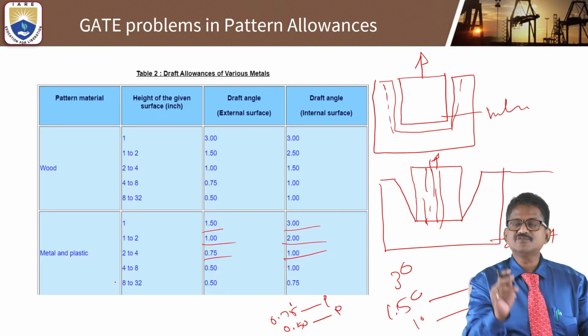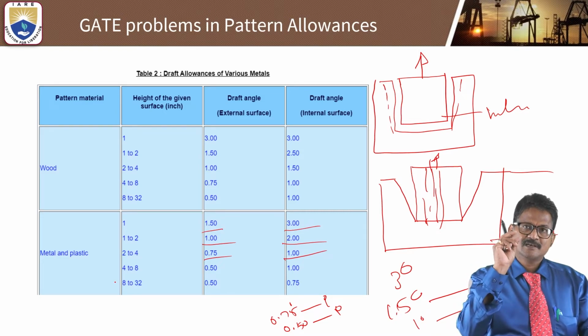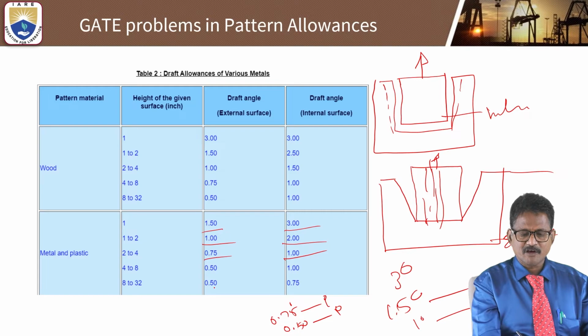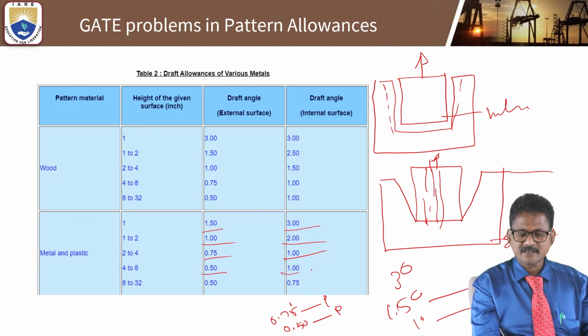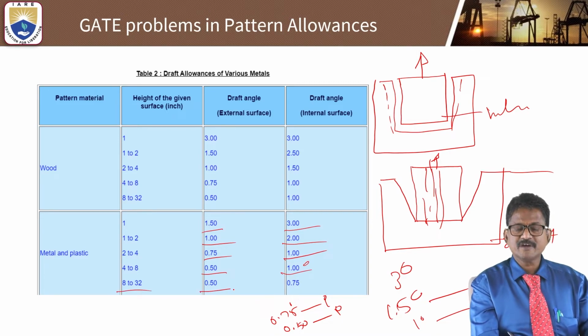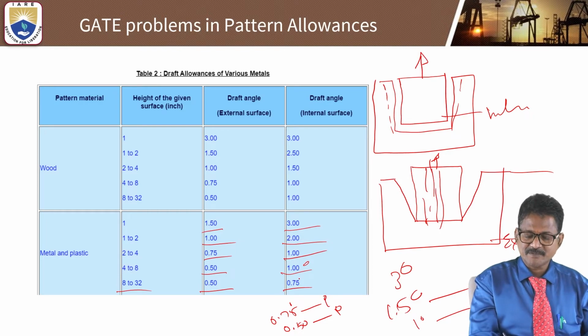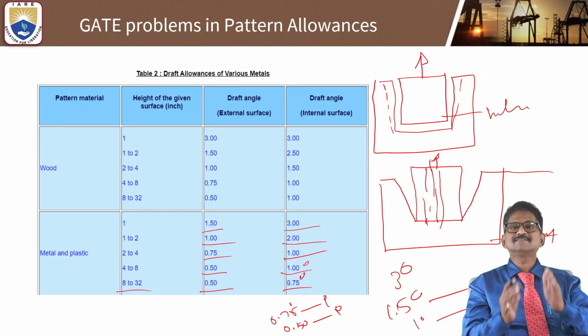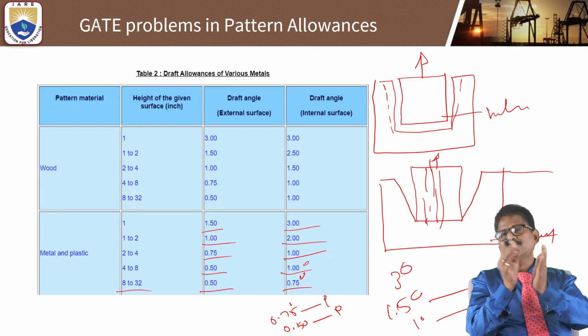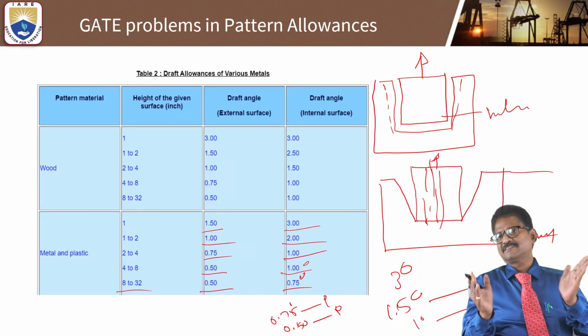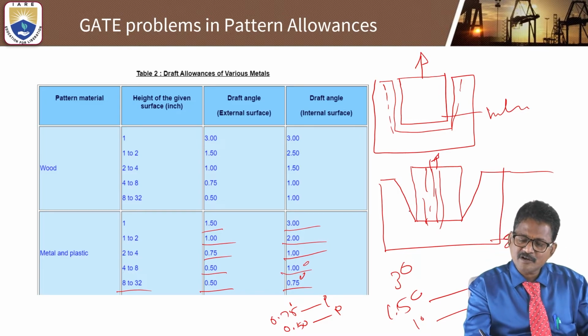And it is a 4 to 8 of height of the given surface, and almost the external draft will be 0.5 degree and internal draft will be 1 degree, and 8 to 32.5 of external draft, 0.75 will be the some internal draft. Only thing is, in a hollow portion you can provide the internal draft, external portion you can provide the external draft. This is called the external draft.